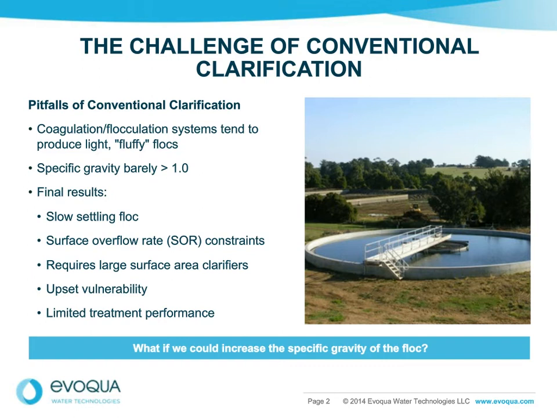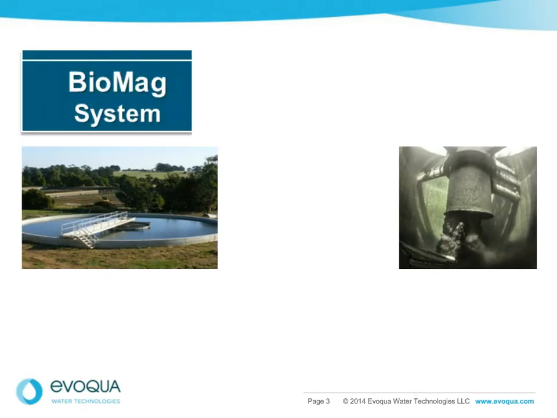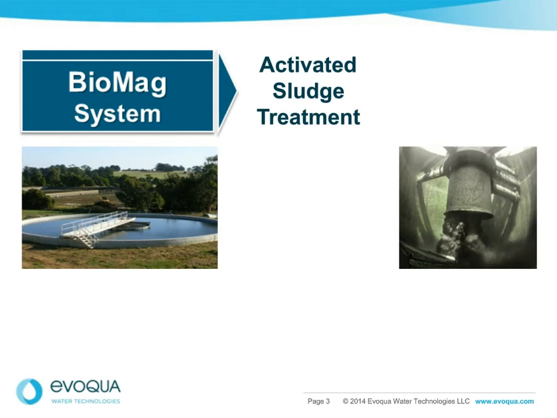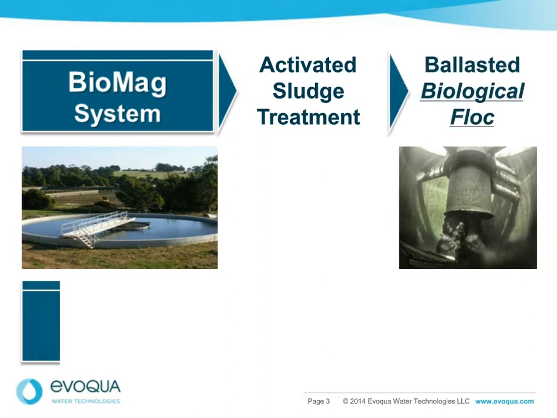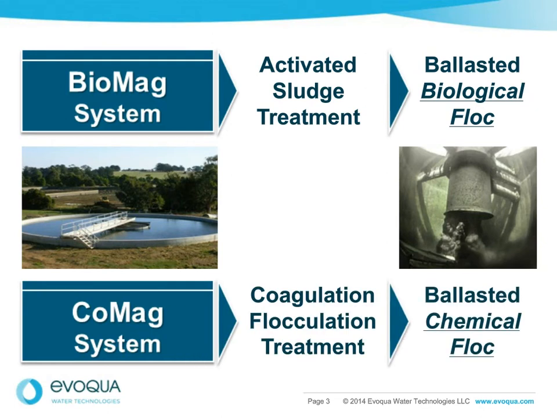The two processes we want to talk to you about today: the first is called BIOMAG, which ballasts any activated sludge process so biological solids settle out readily in a conventional clarifier, achieving a higher level of effluent quality than you normally would through conventional processes. The second is called COMAG, an enhanced high-rate coagulation flocculation treatment process using a very high-rate, small footprint clarifier, or the ability to get more capacity out of an existing clarification step.